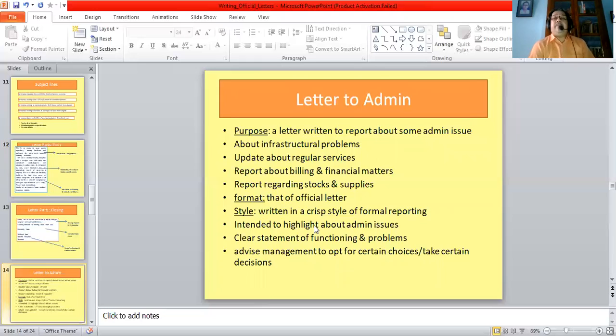Also, you can report about billing, patient billing or doctor's billing, and various financial matters like taxes, for example. Also, there can be reports regarding medical stock and other kinds of supplies. Now, the format will be that of the official letter. The style will be that of a crisp style of formal reporting, and it is intended to highlight administrative issues. There's a clear statement of the functioning and problems. And you will advise the management to opt for certain choices, or take certain decisions.